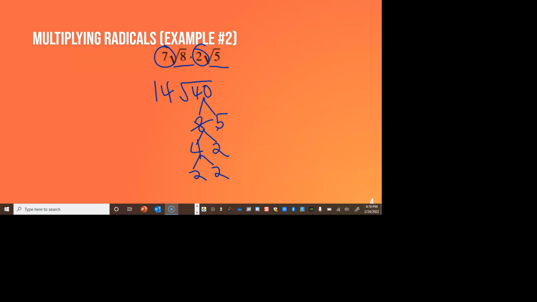We're not using these numbers because we already simplified them. We're going to use this number right here, 5, and these remaining numbers. So we're going to circle a pair. For the pair, we're going to write 2. And then you have 2 extra numbers, and they're not pairs. When you have 2 extra, we multiply them and put the result inside the radical. So 2 times 5 is 10.